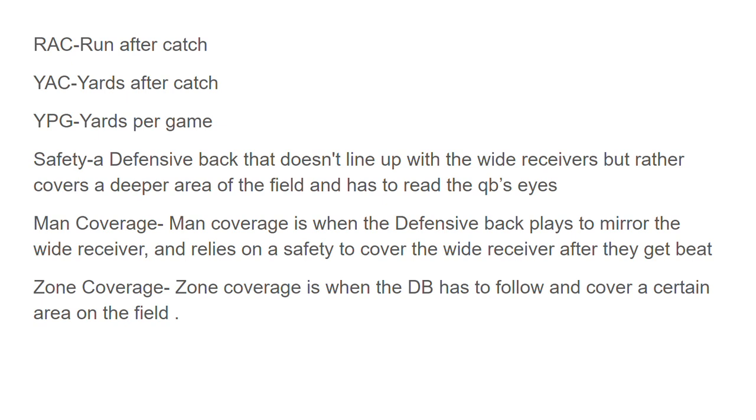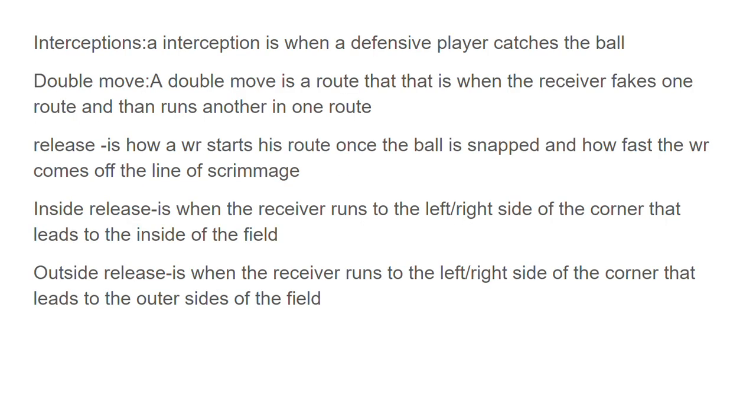A defensive back, a safety, is a defensive back that doesn't line up where the wide receiver is, but rather covers a deeper area of the field. Man coverage is when the defensive back mirrors the wide receiver's movements. Zone coverage is when the DB only has a certain area of the field to cover. Interceptions is when a defensive player catches the ball.